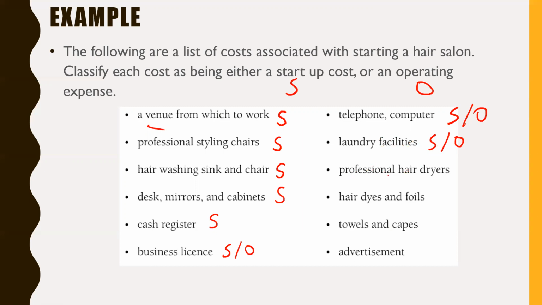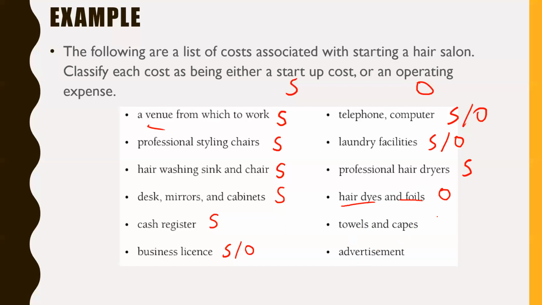Professional hair dryers. So those hair drying machines, of course, that's going to be a startup cost. Notice how many startup costs are on this one? This is kind of interesting. Hair dyes and foils, okay? So in other words, the actual supplies you're using throughout this, that is, I would say, an operating expense. You'll need them at first, but you'll also need them as time goes on. That's not going to be a startup cost. It's going to be an operating expense because you will need to continuously replenish these as time goes on.